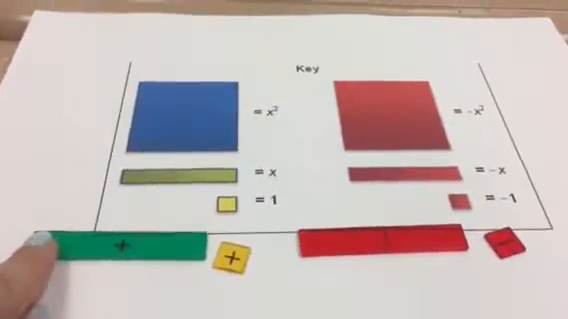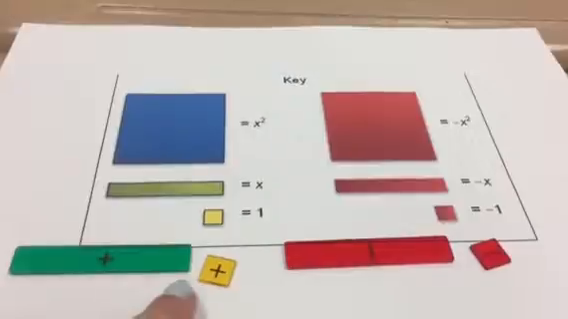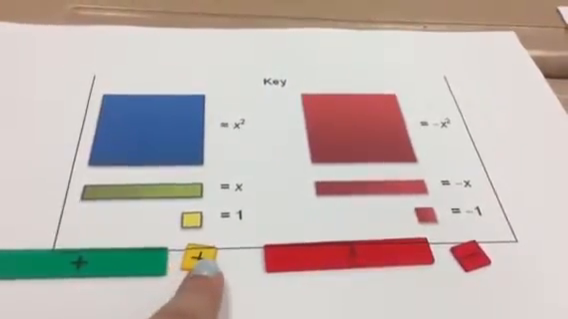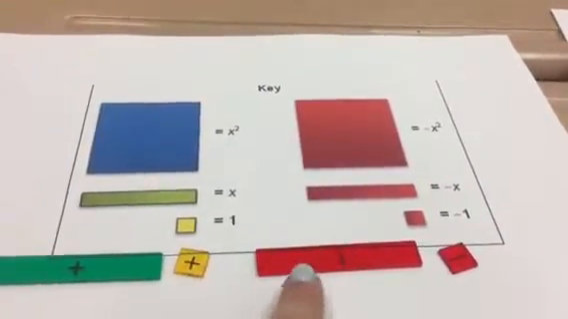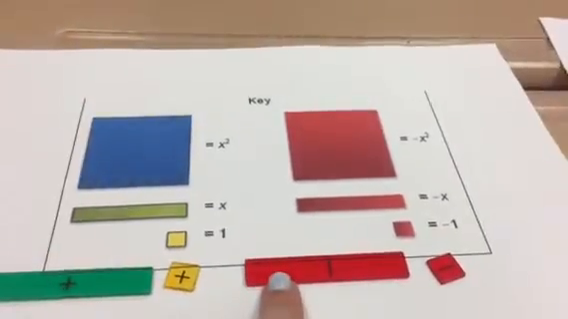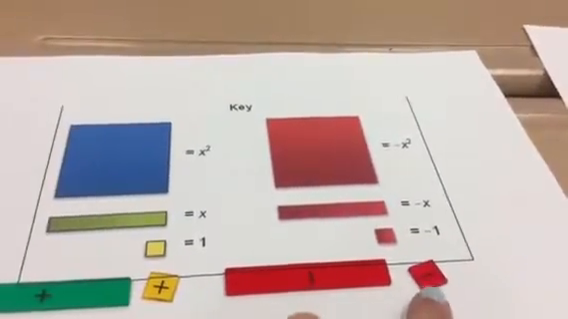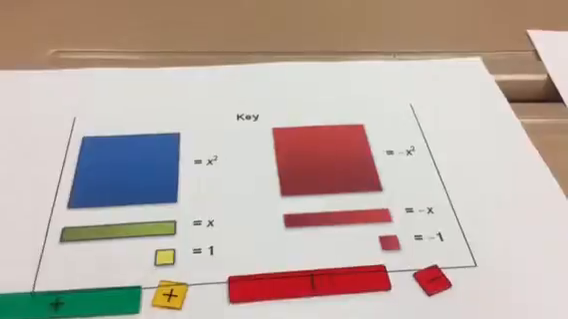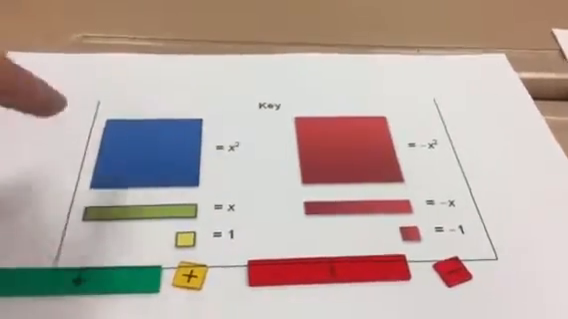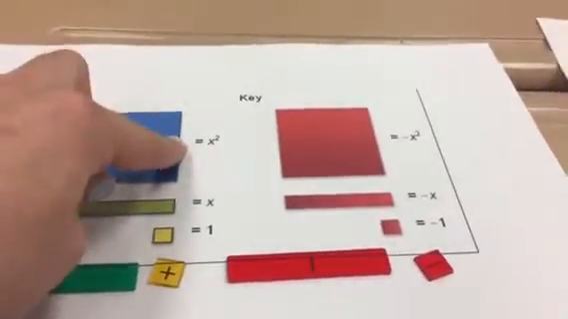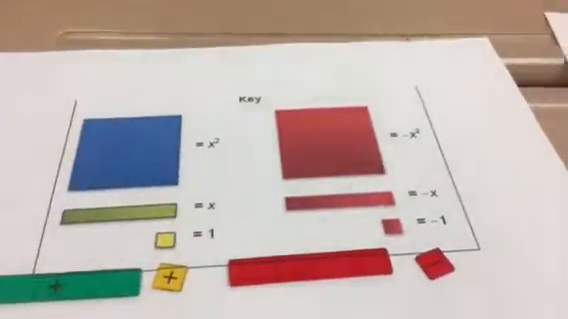Okay, your green long tile represents positive x, your small yellow tile represents positive 1, your long red tile represents a negative x, and your small red tile represents negative 1. For these problems, we do not need the big squares, which represent x squared and negative x squared.